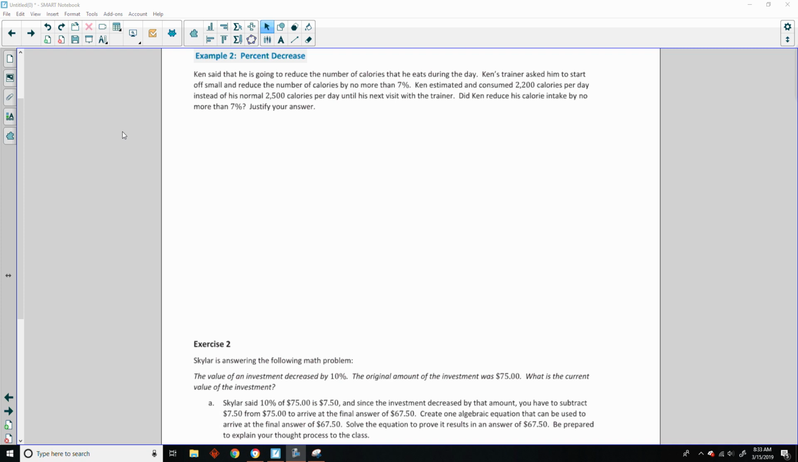Example 2, percent decrease. Ken said that he is going to reduce the number of calories that he eats during the day, going on a diet. Ken's trainer asked him to start off small and reduce the number of calories by no more than 7%. Ken estimated and consumed 2,200 calories per day instead of his normal 2,500 calories per day until his next visit with the trainer. Did Ken reduce his calorie intake by no more than 7%? Justify your answer. So how much did he reduce it by? What is 7% of 2,500?